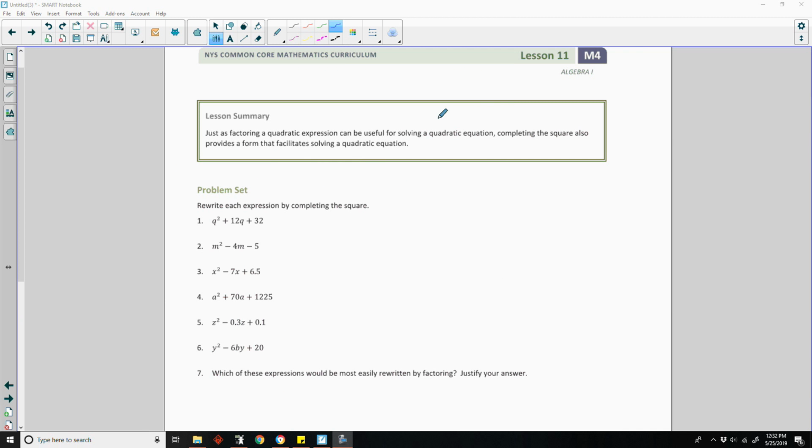Okay, page 4. This is the end of lesson 11. Review the lesson summary and go do your problem set.